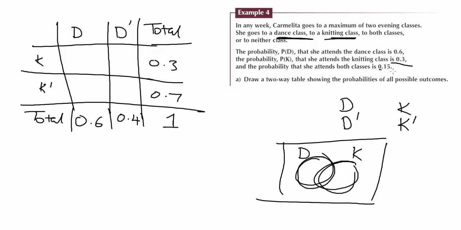The probability she attends both classes. So can you see what we're looking for here? That's this square, which is 0.15, because this square is the one which represents dancing and knitting at the same time. She's gone to both. Well, as soon as we have this, the rest of it just fills in so nicely.